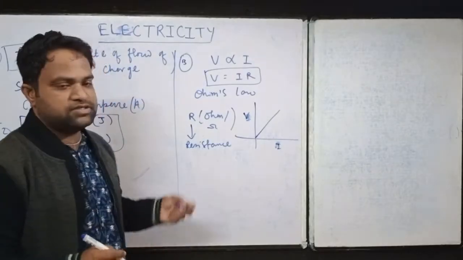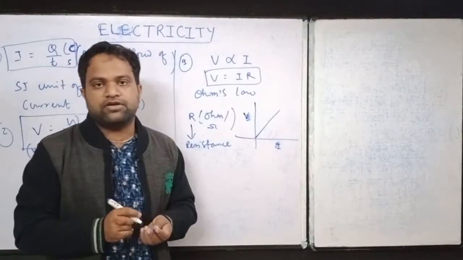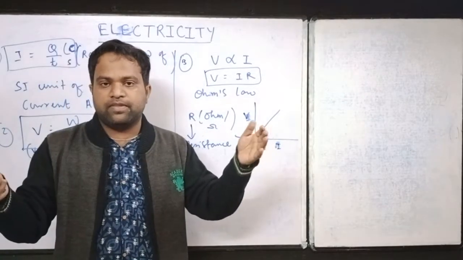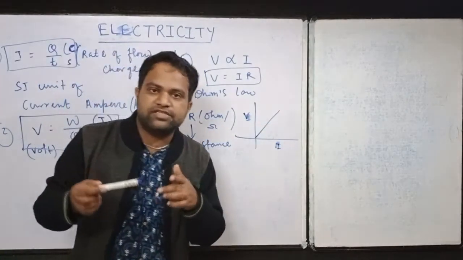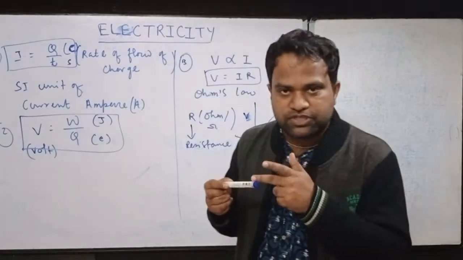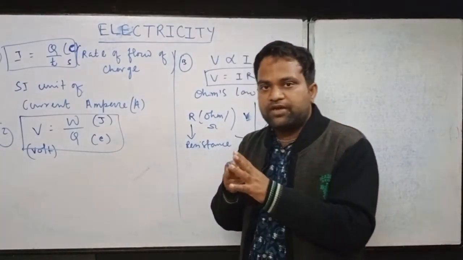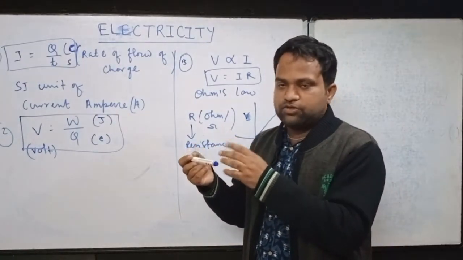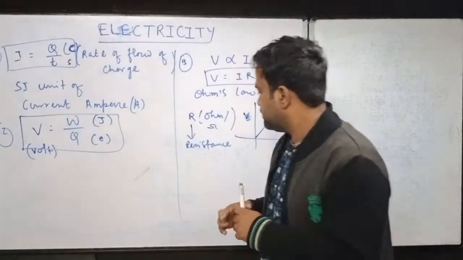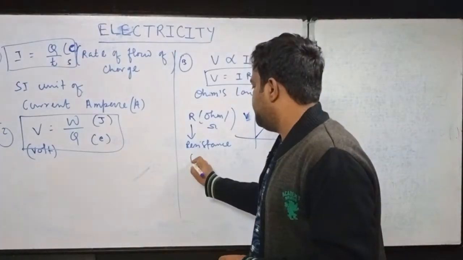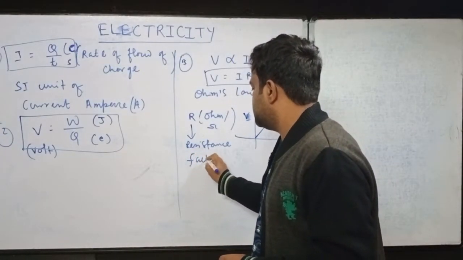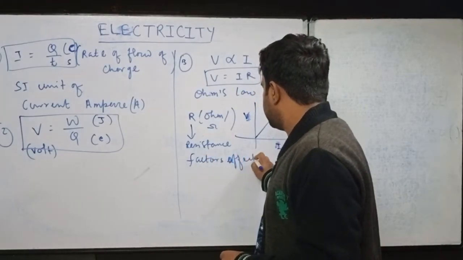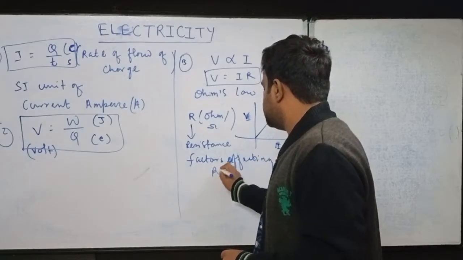Now the resistance of a material depends upon certain parameters. If this is a conductor, resistance depends upon its area of cross section and its length. The greater the length, the greater the resistance. If the area of cross section increases, the resistance will decrease. These are the factors affecting resistance.